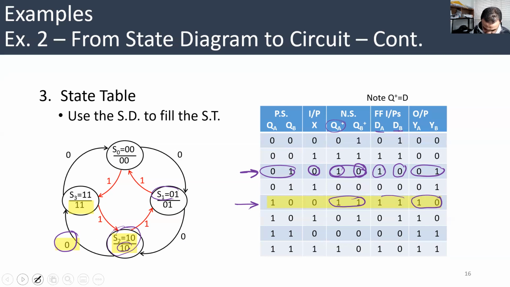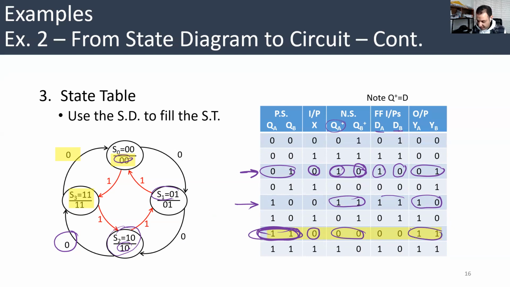See another example. If we are in S3, which is 1, 1, and the input is 0, we go to 0, 0. And the output is dependent only on the current state, which is 1, 1, so the output will be 1, 1. And same story for DA and DB.